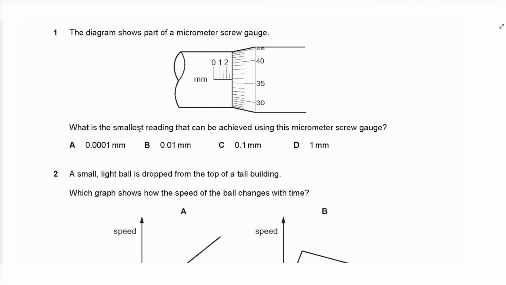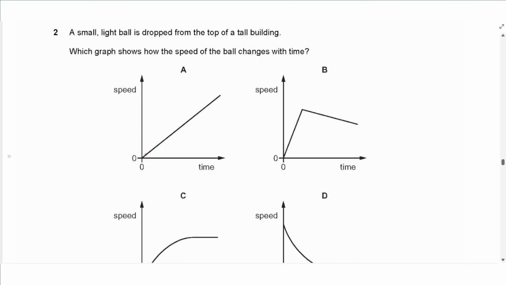What is the smallest reading that can be achieved using this micrometer screw gauge? So it reads to 2 decimal places in millimeters. So they are all in millimeters here, and this one has 2 decimal places. So we choose B. Question 2 says a small light ball is dropped from the top of a tall building.